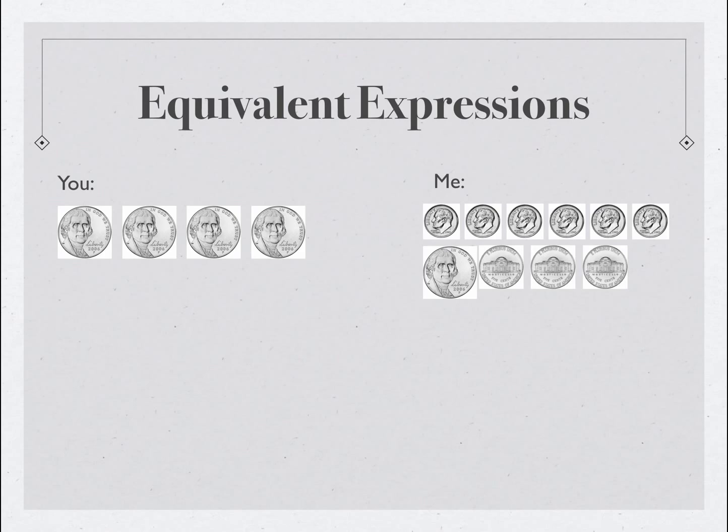Let's say that you have 4 quarters, as shown here, and I have 6 dimes, 1 quarter, and 3 nickels. If you total it all up, we both have $1, just in different ways. These two expressions of $1 are equivalent. 4 quarters is the same amount of money as 6 dimes, 3 nickels, and 1 quarter. These two expressions of $1 are said to be equivalent because they have the same value.